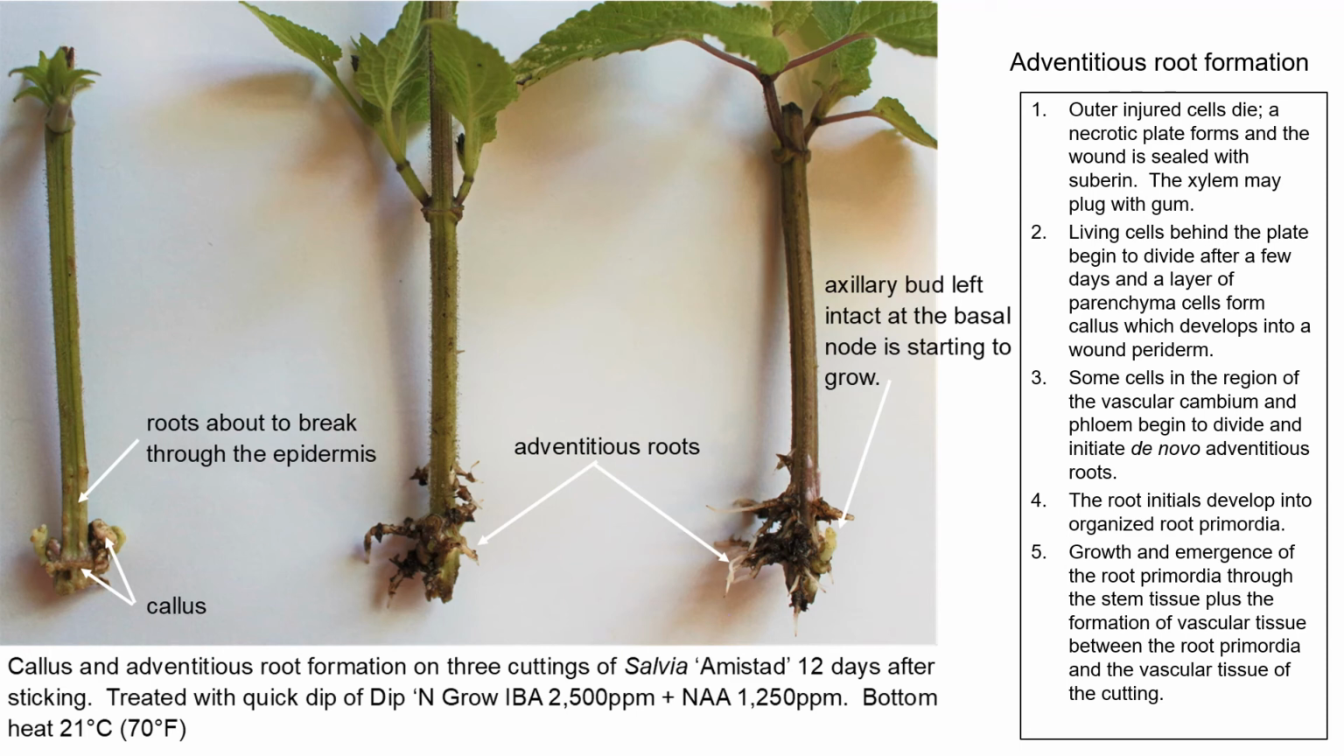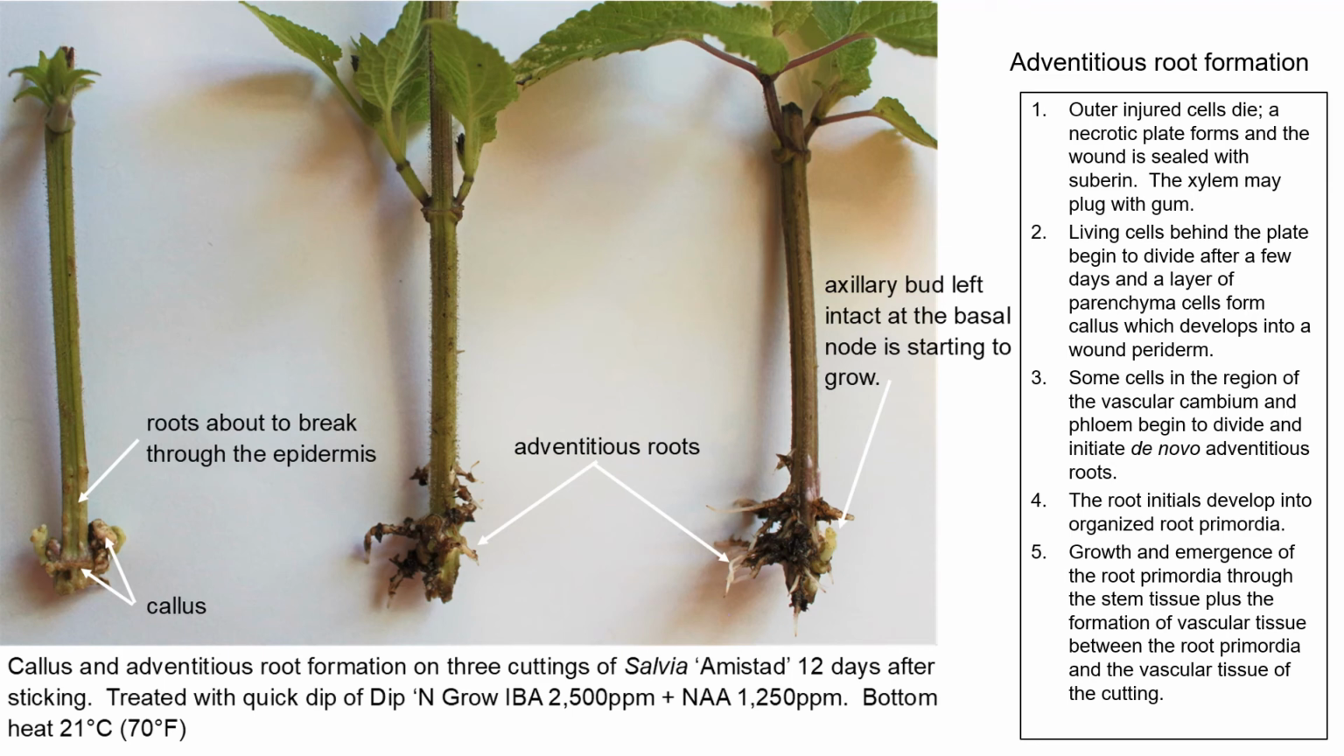Some cells in the region of the vascular cambium and phloem then begin to divide and initiate de novo adventitious roots. Then the root initials develop into organized root primordia. Lastly, there's growth and emergence of the root primordia through the stem tissue.